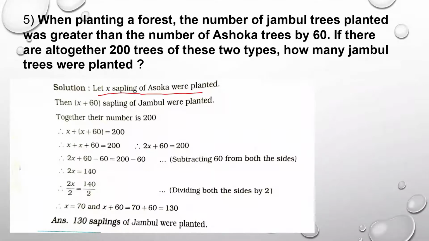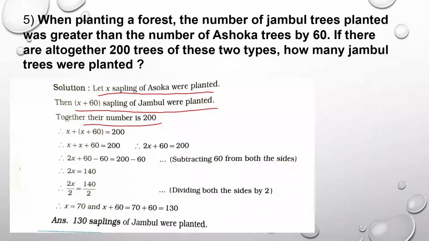Now they said the number of jambul trees planted was greater than the number of ashoka trees by 60. So here x plus 60 saplings of jambul were planted. Now together their number is how much? Altogether 200 trees of these two types were there. So together their number is 200. Now let us form the equation.